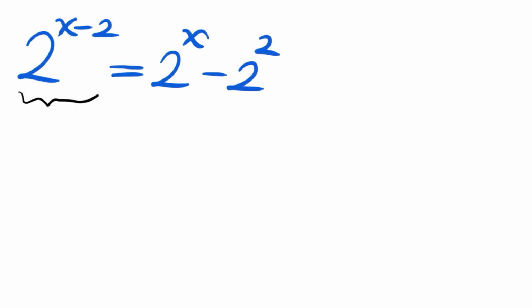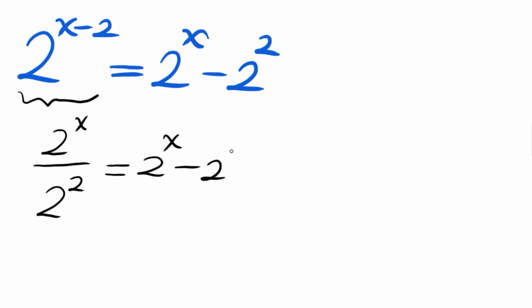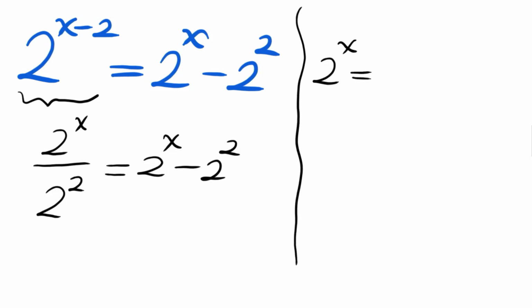Since this is a subtraction, we can write this as 2 to the power x divided by 2 to the power 2 squared. This is equal to 2 to the power x minus 2 squared again. If we cross multiply this, we will have 2 to the power x is equal to, actually, 2 squared times 2 to the power x minus 2 squared times 2 squared again.